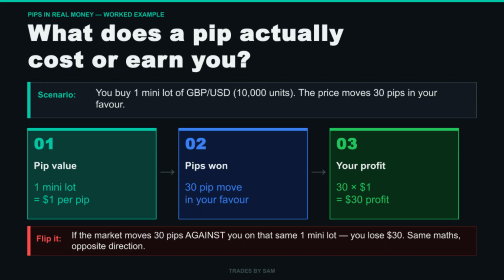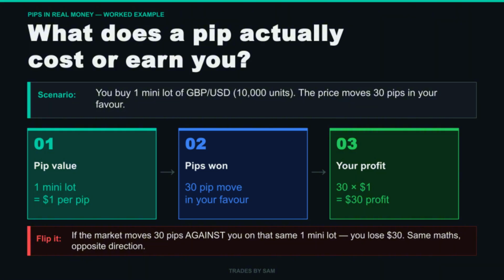Let me bring it all together with a quick example. Say you're trading GBP/USD, the current price is 1.2700. You believe it's going to go up, so you buy 1 mini lot, that's 10,000 units. The price moves up 30 pips to 1.2730. You close the trade. Each pip was worth about $1 on a mini lot, so 30 pips times $1 equals $30 profit.